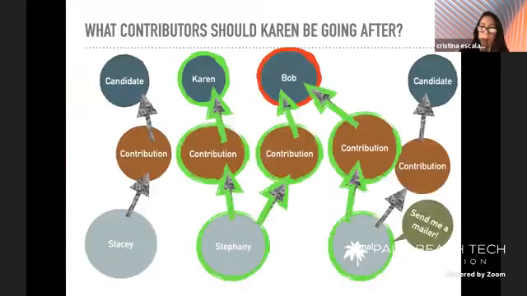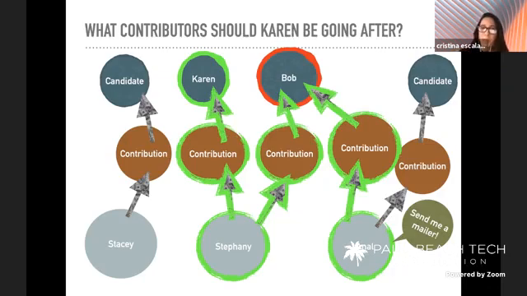All right, so let's see some recommendations. So I put names on people. Now we have Karen. She's the green candidate, not the red candidate. And Karen already has a couple of contributors, but what other contributors could she be going after?